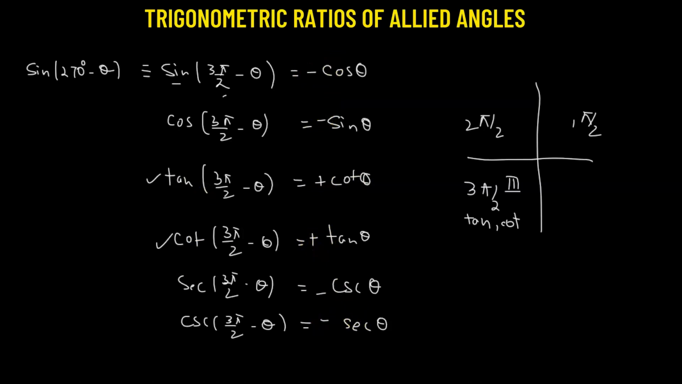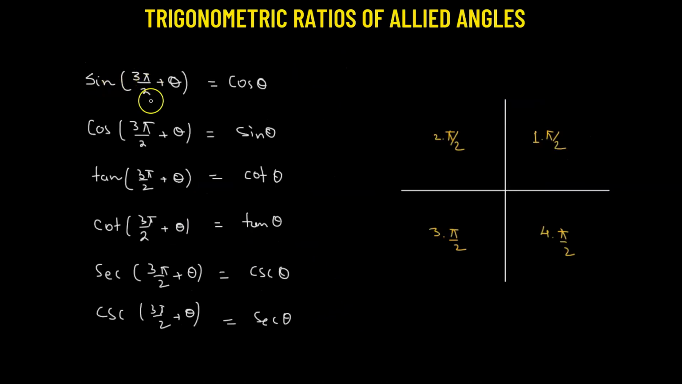So we have sine of 3 pi over 2 plus theta, that will become cosine theta because we have an odd multiple of pi over 2. 3 is an odd number. So we can list out all the remaining trig functions.